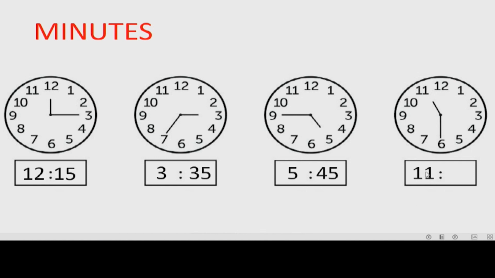11:30. Excellent. Remember, guys, the long hand. The short hand is for hours. 11. Or we can say 11:30.